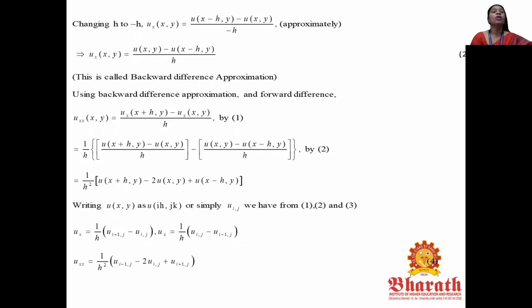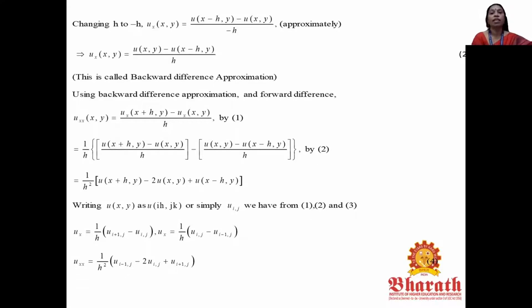So writing u(x,y) as u(ih, jk), or simply u(i,j). That is, the interval given in the x coordinate is denoted by h, and the increment given in the y coordinate is given as k. So u(ih, jk) can be written as u(i,j).